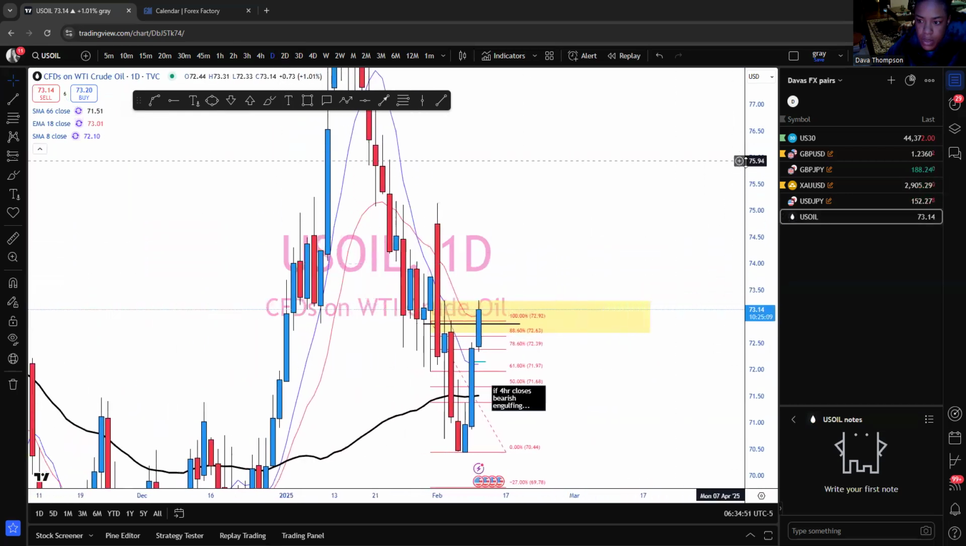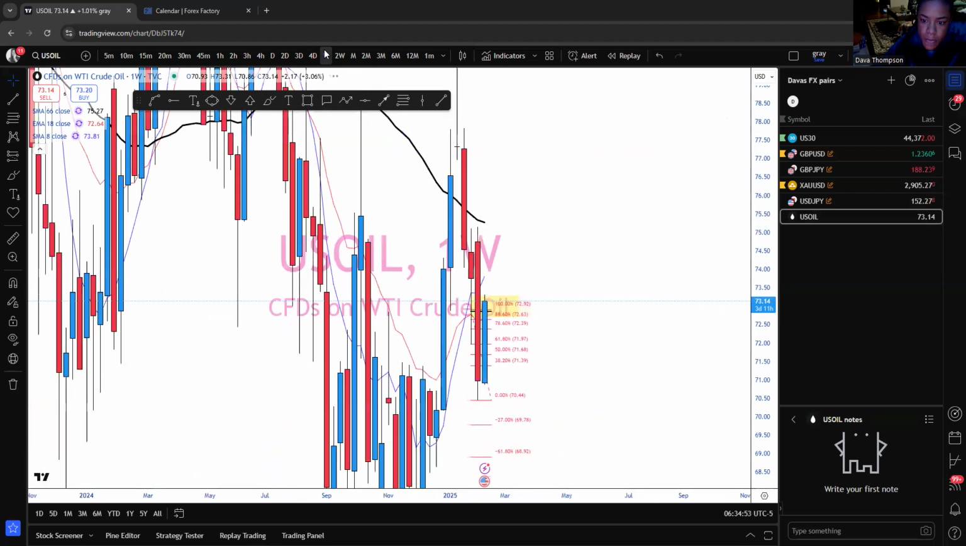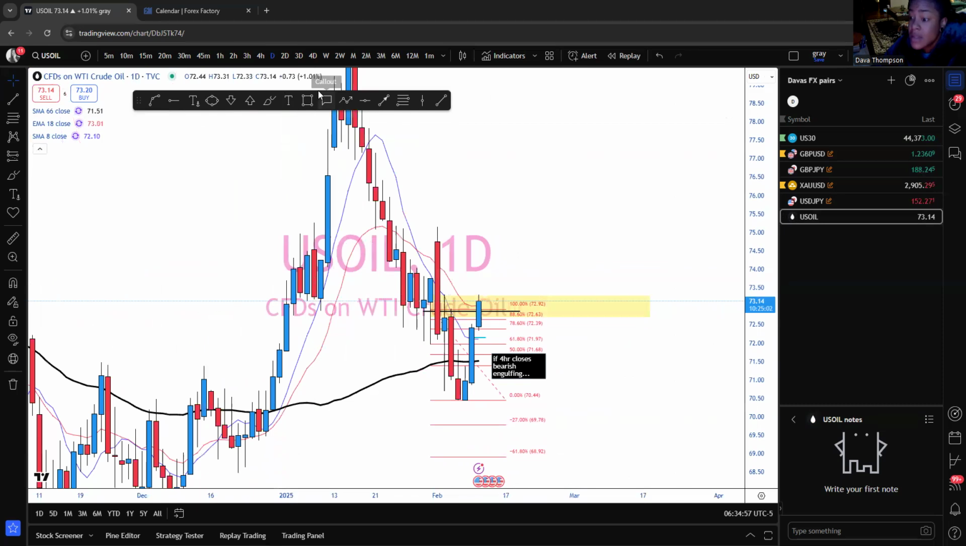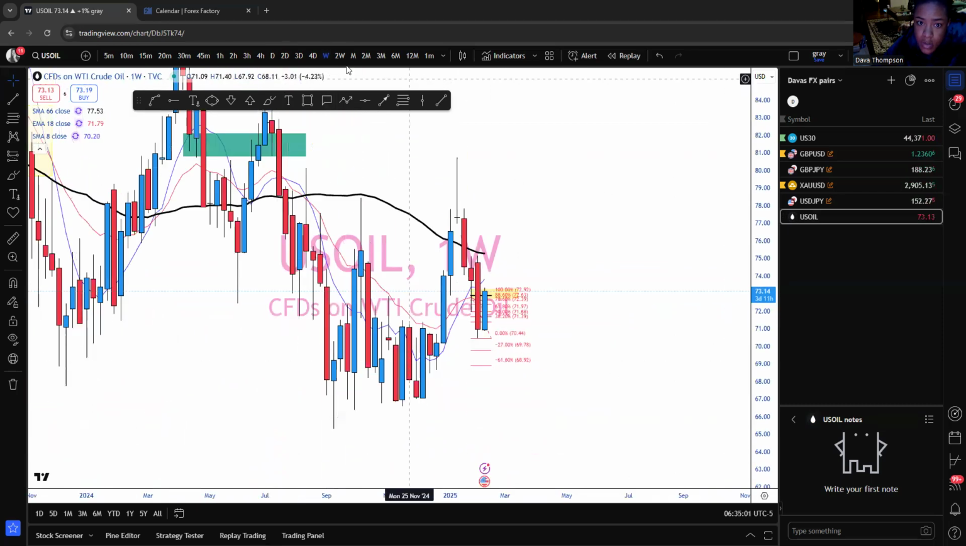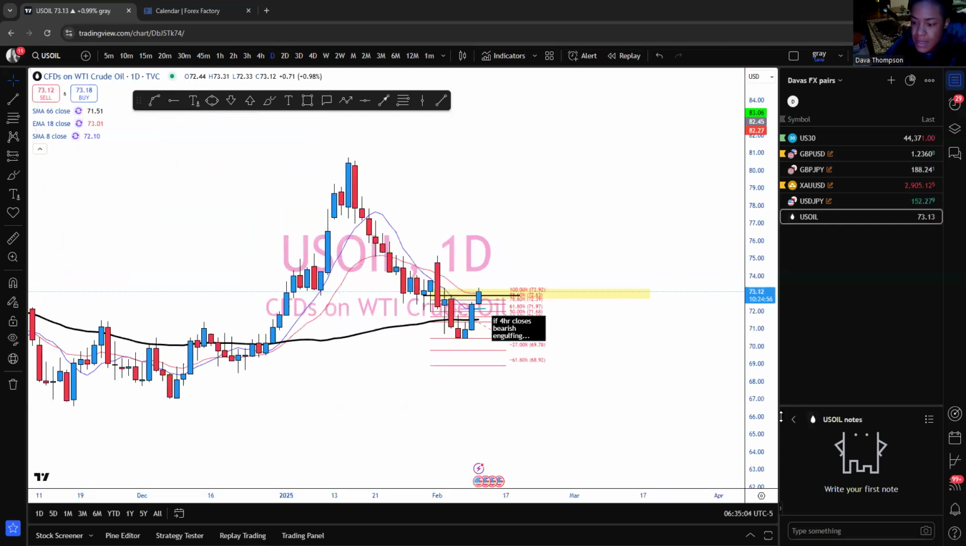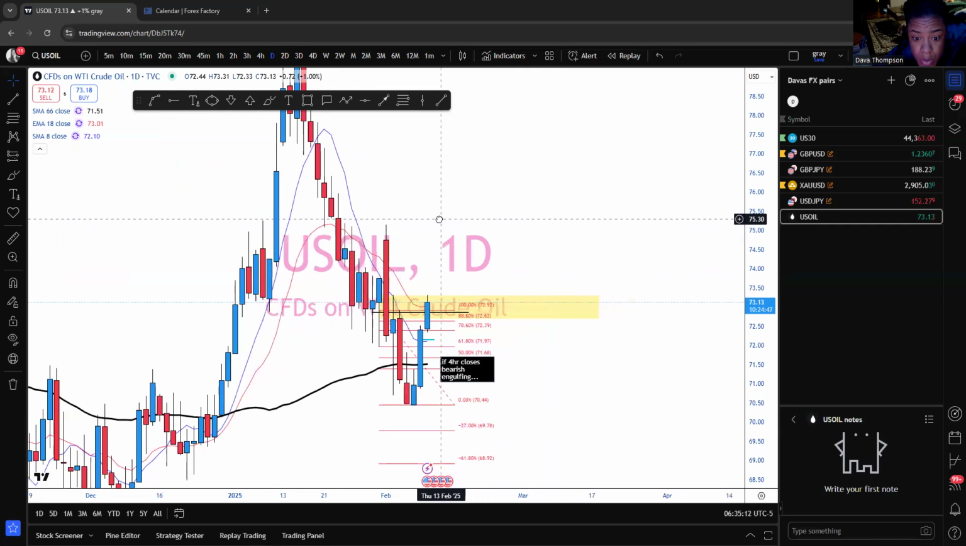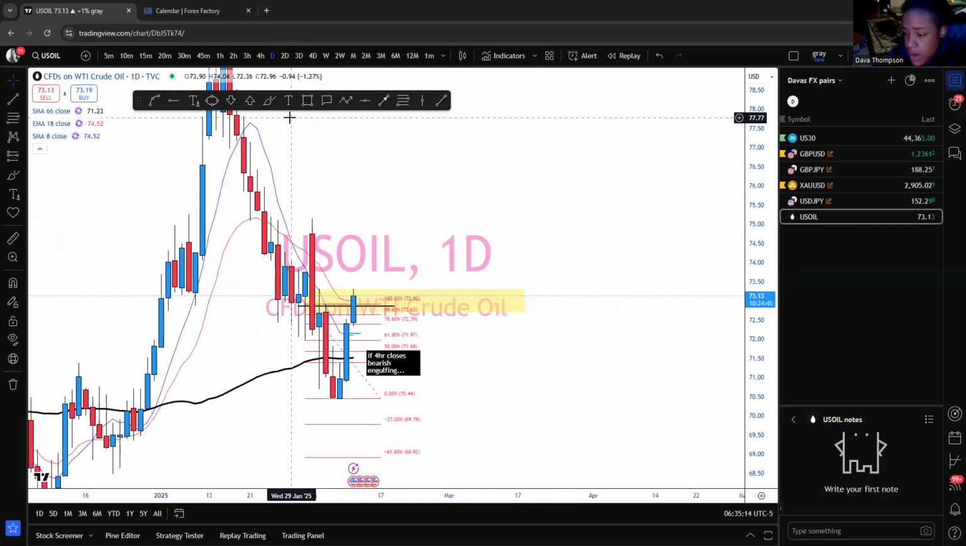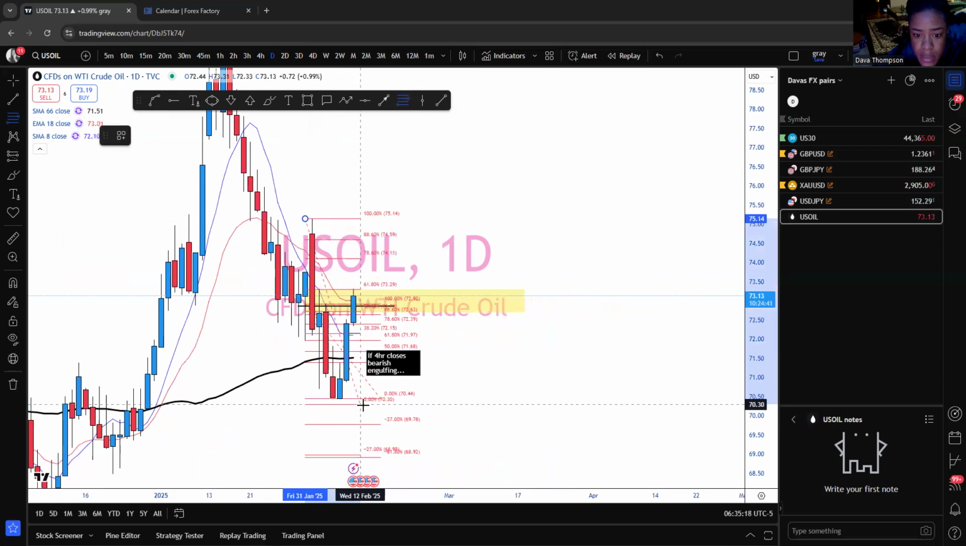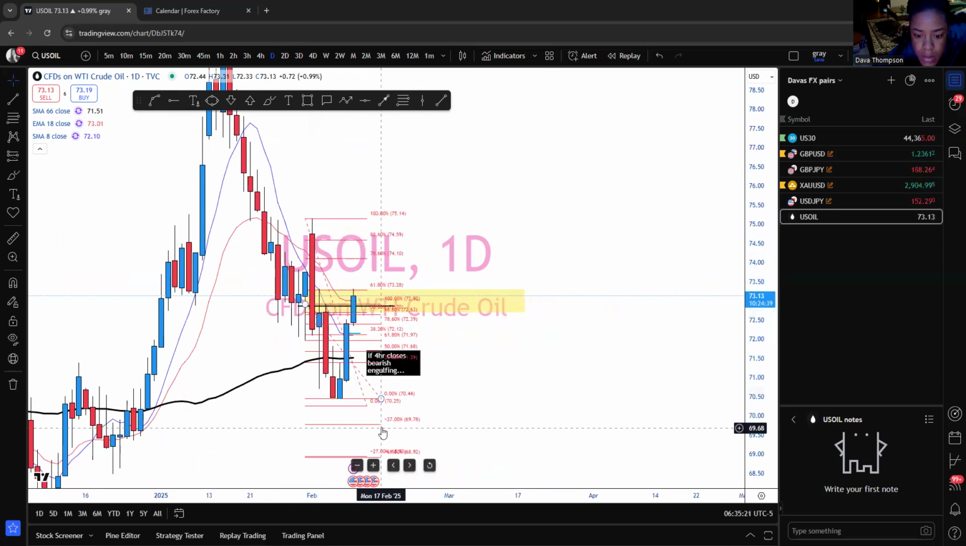But overall, it is quite bearish right now on the daily. I'm waiting for weekly to continue bullish, but before I do that, I need to see a complete transition on the daily time frame. So, as of right now, US oil is still technically bearish on the high time frames. And you could probably really take advantage of what's happening right now.